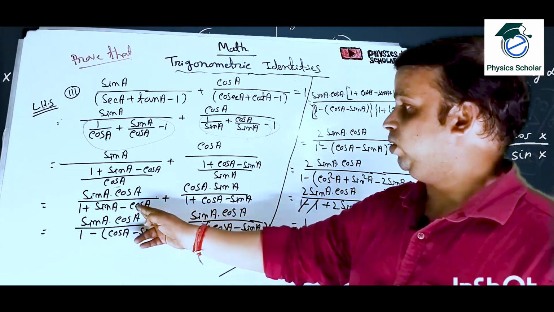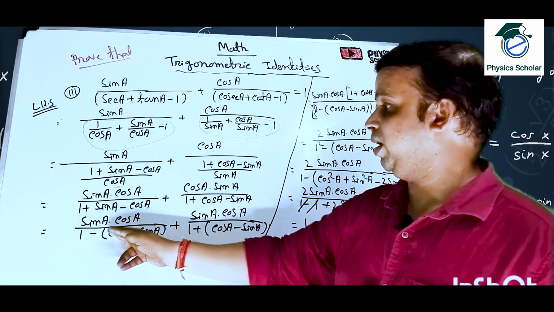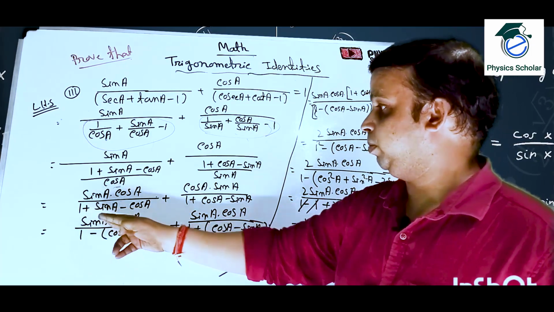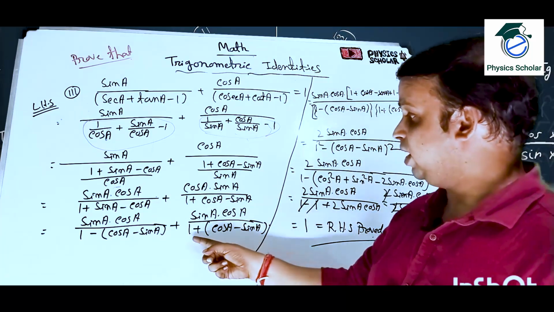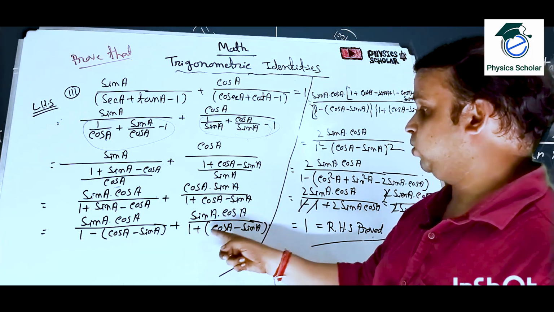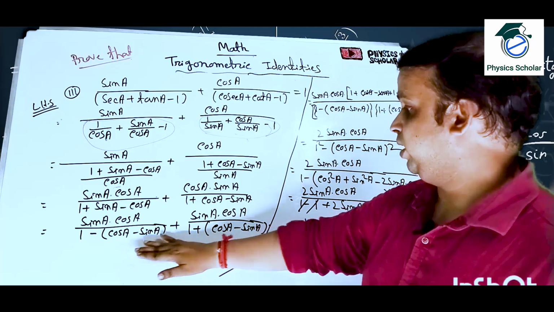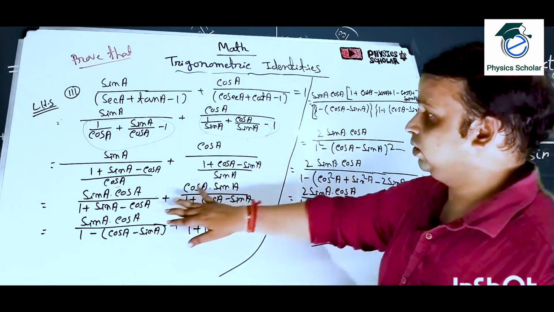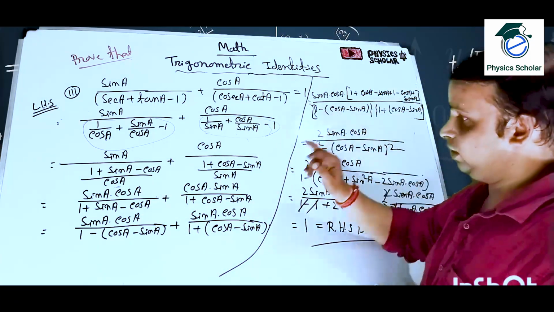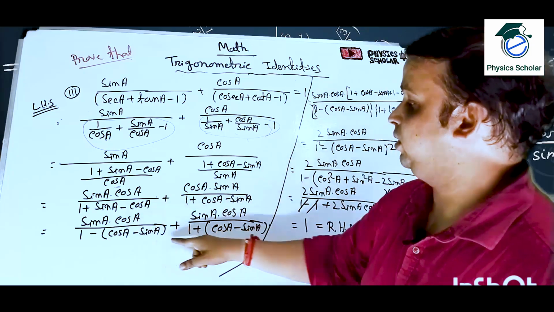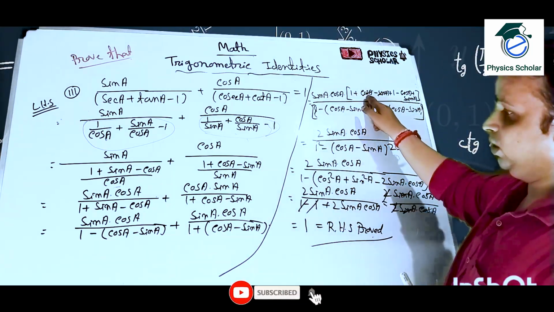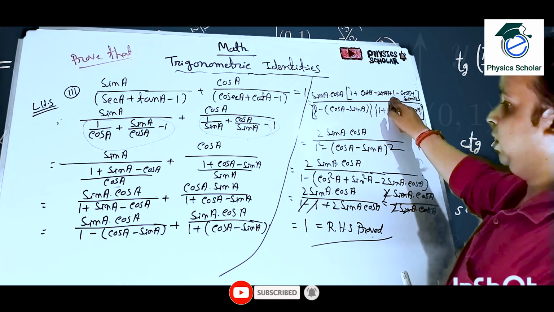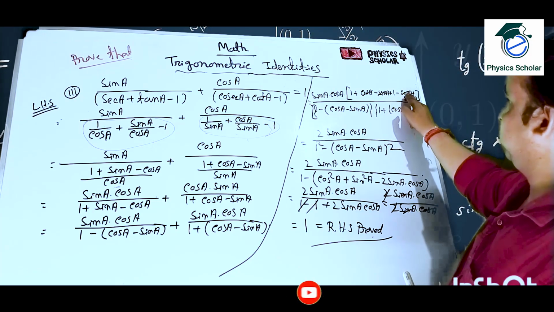Clear? So now we are taking minus common. So 1 minus cos A, and sin A will be plus here. So sin A will be minus inside the bracket. And here it is 1 plus as it is, 1 plus cos A minus sin A. Okay. So what we are taking common? Sin A into cos A. Clear? Next we are taking this into this as LCM. Okay. So what is coming here? 1 plus cos A minus sin A plus 1 minus cos A plus sin A.